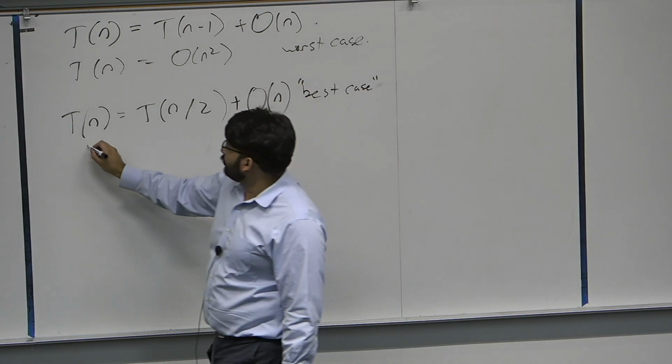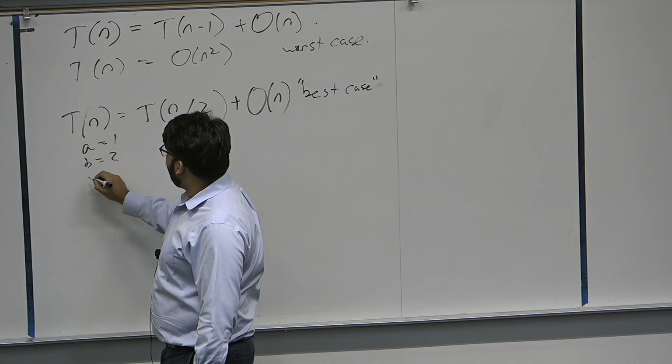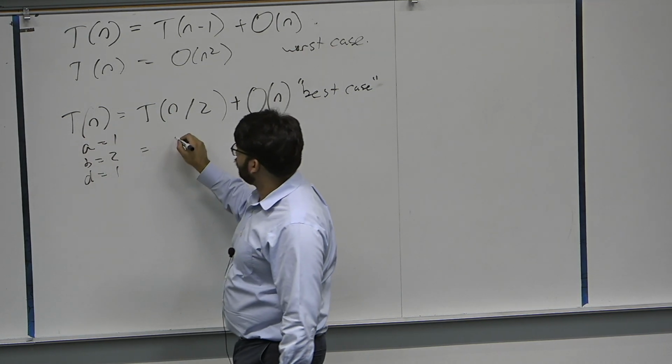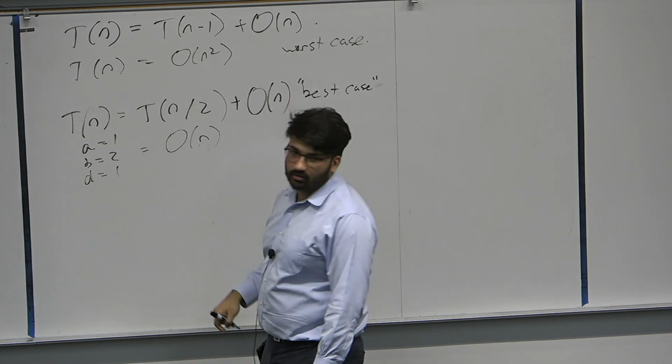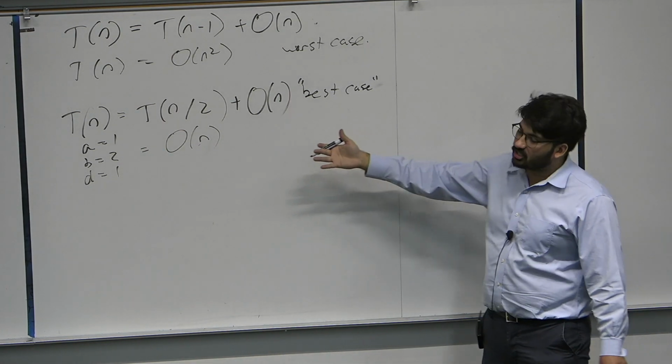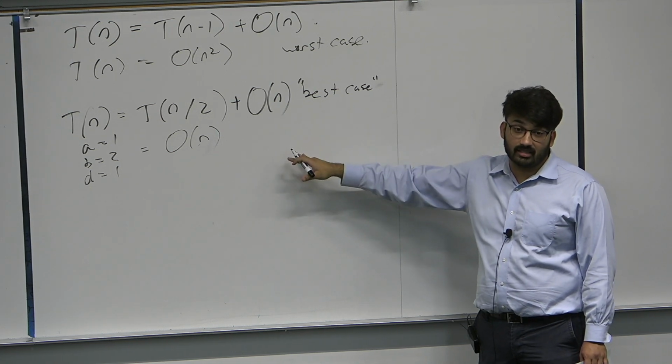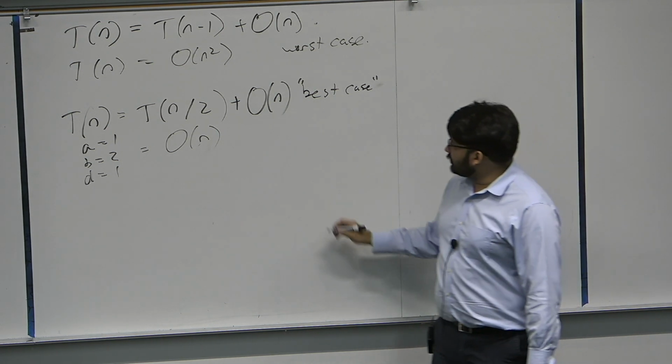So by the master theorem, we see A is 1, B is 2, and D is 1. What is that? Yeah. Log base 2 of 1 is 0. D is, well, we take that. Okay, done. Right. So the best case, not the average case, excuse me, is O of n. Now, what about the average case?